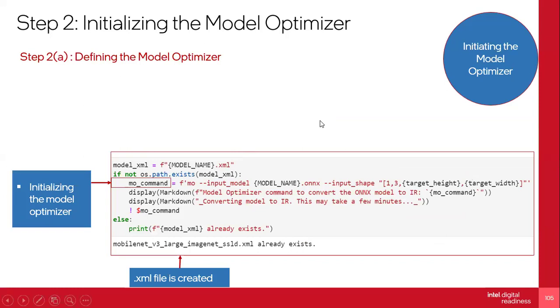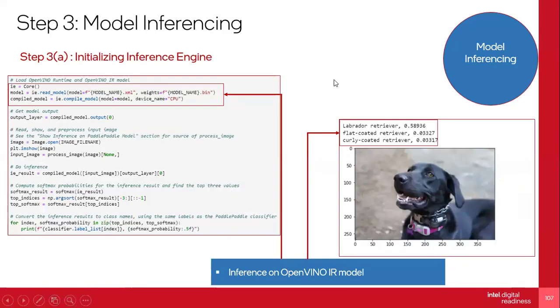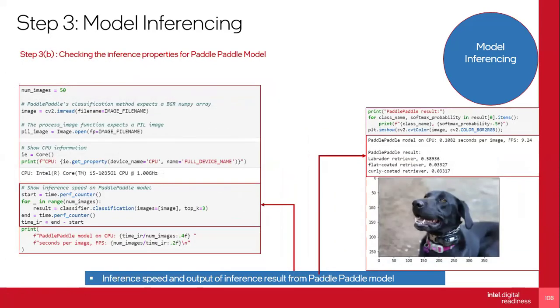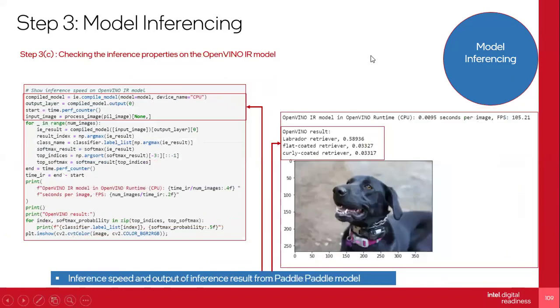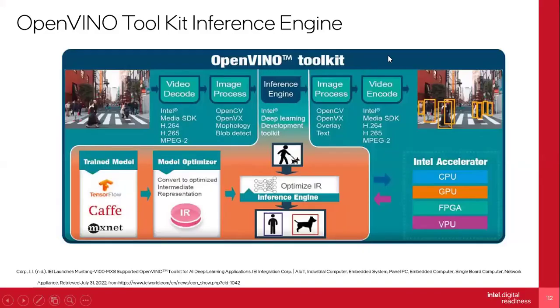Initializing model optimization and checking IR files, whether they are there or not. Then initializing the inference engine, checking the inference properties of the parallel model, and the MobileNet model. So what are all the applications in the OpenVINO toolkit? Inference engines. There are so many: video decode, image process, inference engine. First we have to decode and image process, then inference engine. So these things only we are going to do.